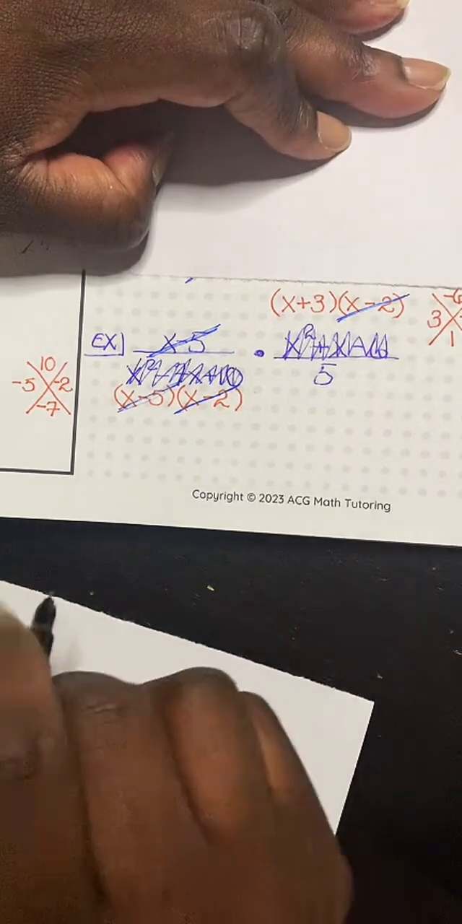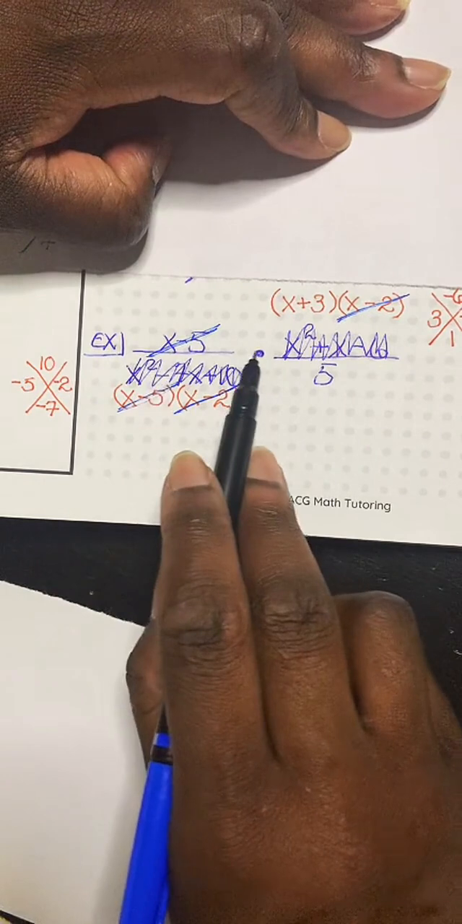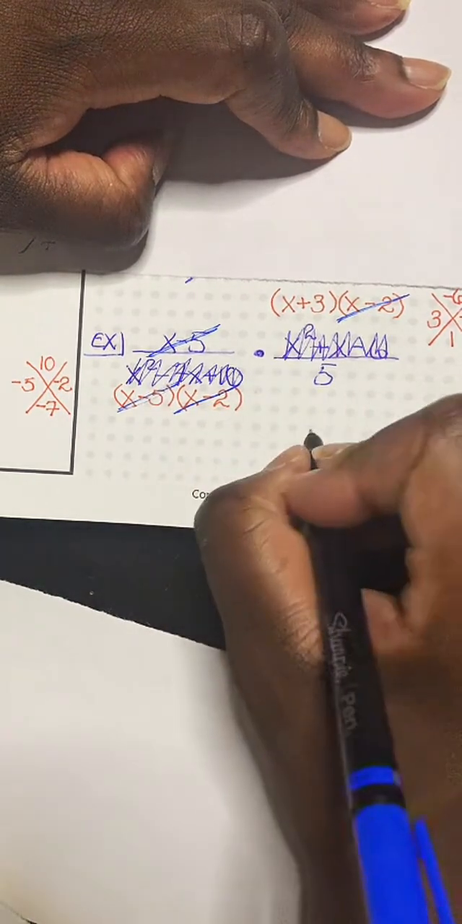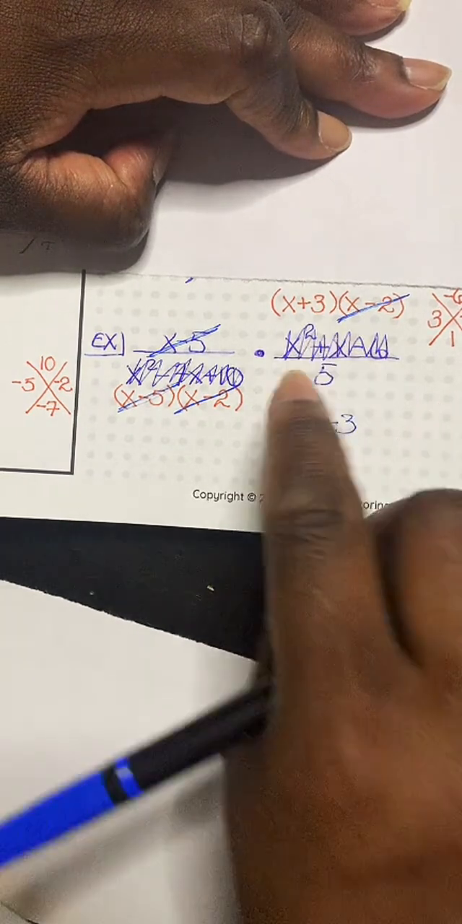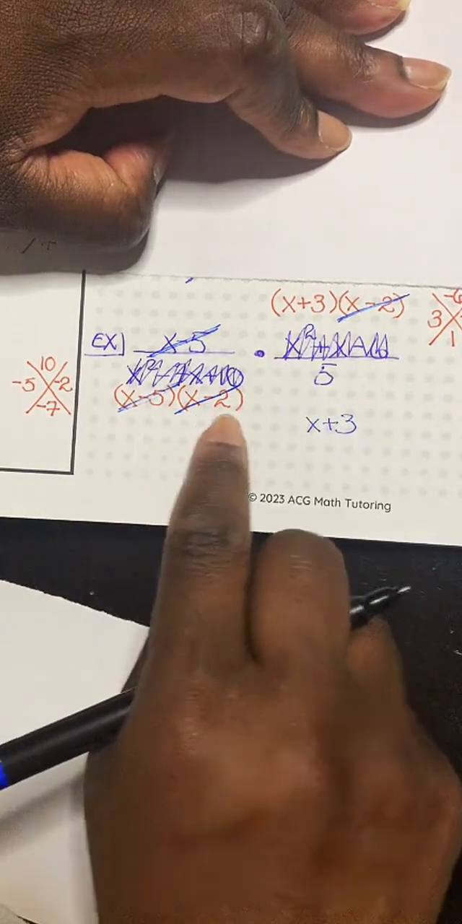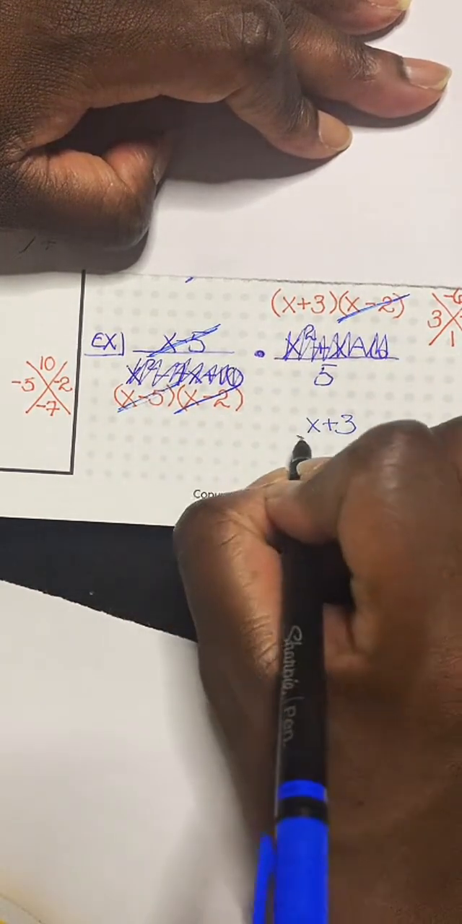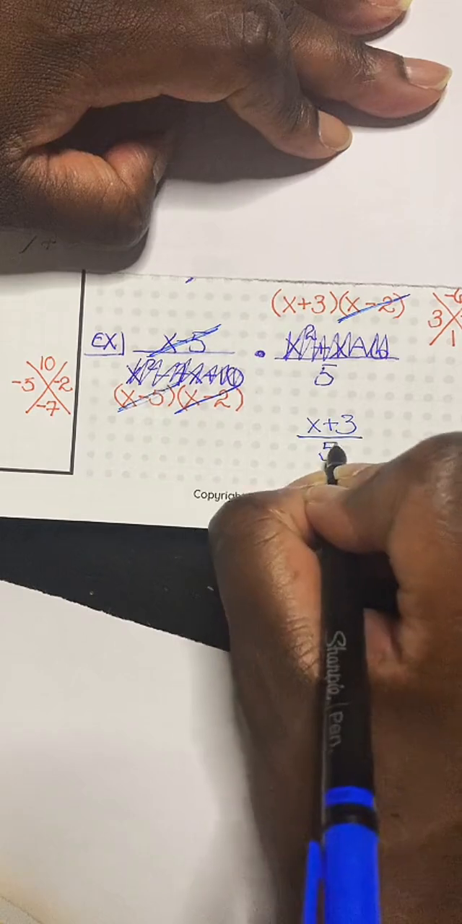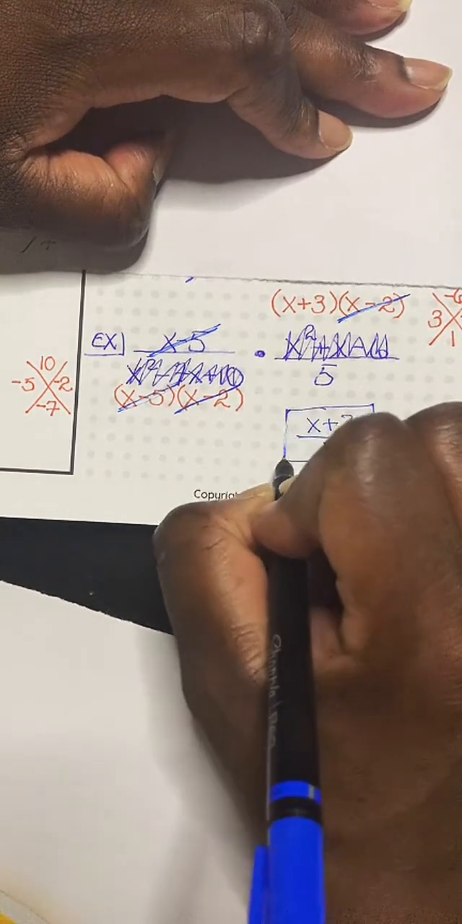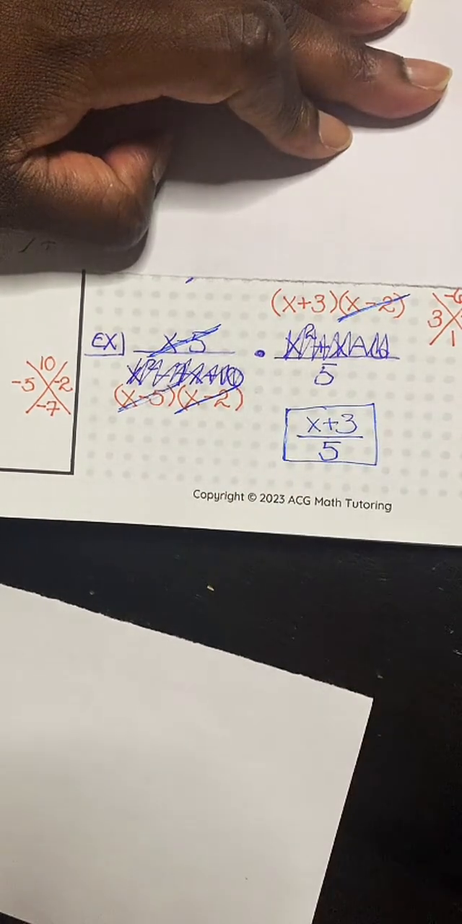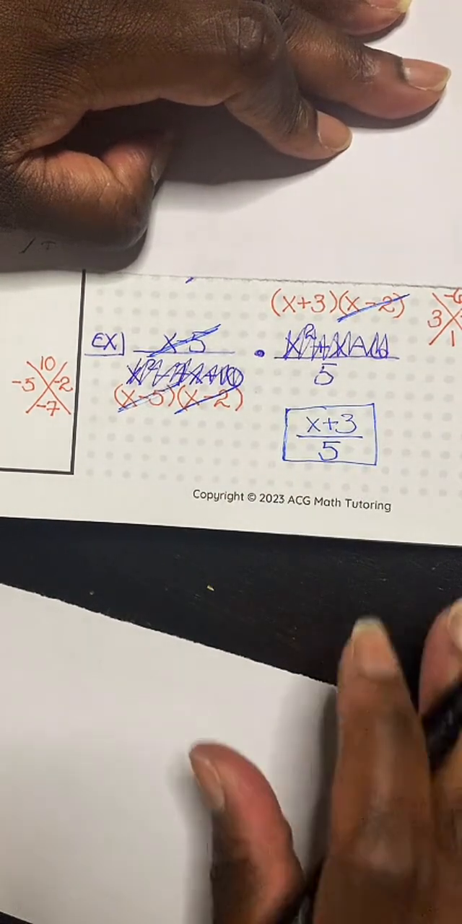All right. So now we're going to take a look in the numerator. What's left? Okay. So we got our x plus 3. That's what's left in the numerator. Take a look in the denominator, and the 5 is what we got in the denominator. So our answer is going to be x plus 3 over 5.